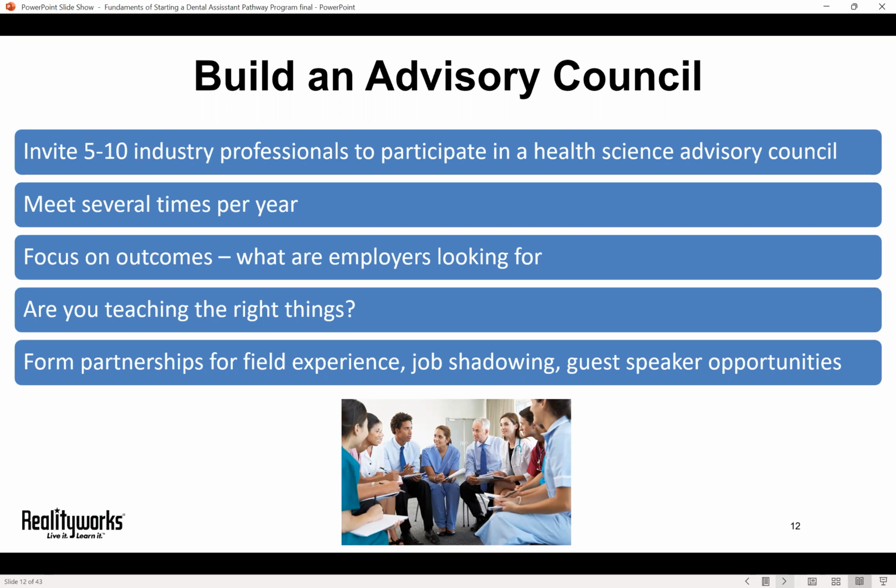You could even use your advisory council members to form more partnerships. Are they willing to allow students to go to their location for either field or job experience, or even some job shadowing? Also, are they interested in coming in potentially to be a guest speaker in your classes? And then if you think back to the 6 key things that I shared in that one slide, engaging employers is one of those 6 key elements for developing career pathways, as you've seen in that slide.